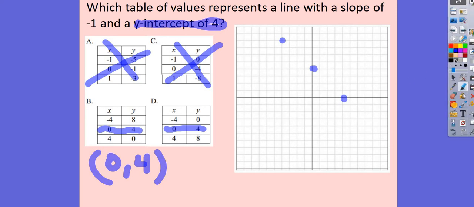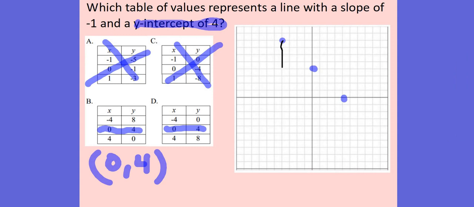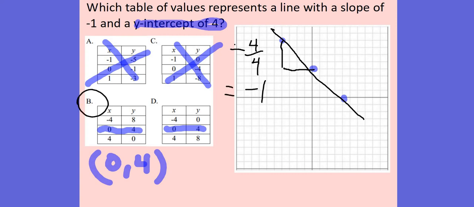That definitely has a negative slope, but let's count it and see what it is. Okay, let me go ahead and get a pen for a second. So I'm going to count that slope. It's 1, 2, 3, 4, and then over 1, 2, 3, 4. So it's definitely negative, and it's 4 over 4, which gives me a slope of -1. So I know that B is my answer.